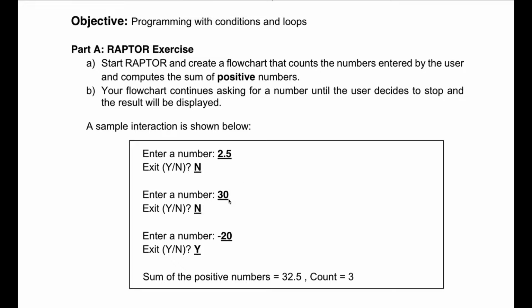Here you can see when the user enters 30, 2.5, negative 20, it's neglecting the negative 20 and adding only the 30 plus 2.5, and the sum is 32.5. But it counts the negative number also. No matter how many negative numbers are entered, it's going to count the negative numbers, but it's not going to add the negative numbers. Okay, now let's go ahead and see how to create a program for that.